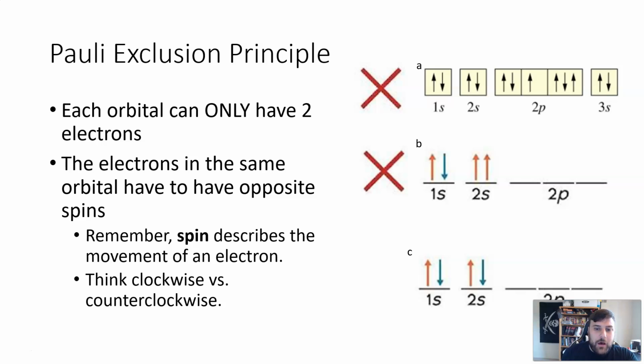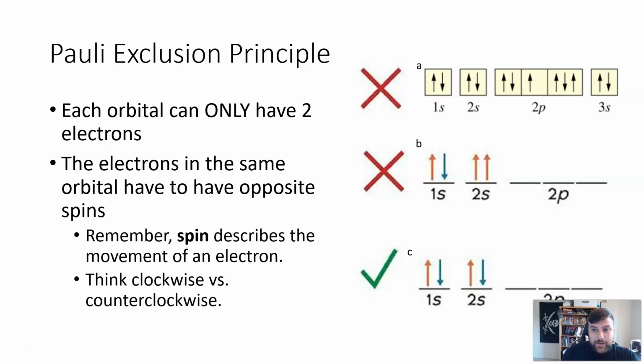Letter B is also incorrect. And for this one, it's because in the 2s orbital, the electrons that are there have the same spin. Remember, they have to have opposite spins. And letter C is correct. Letter C is correct because it follows both of those principles. Each orbital has only 2 electrons, and each electron, when it's paired, is spinning in the opposite direction.